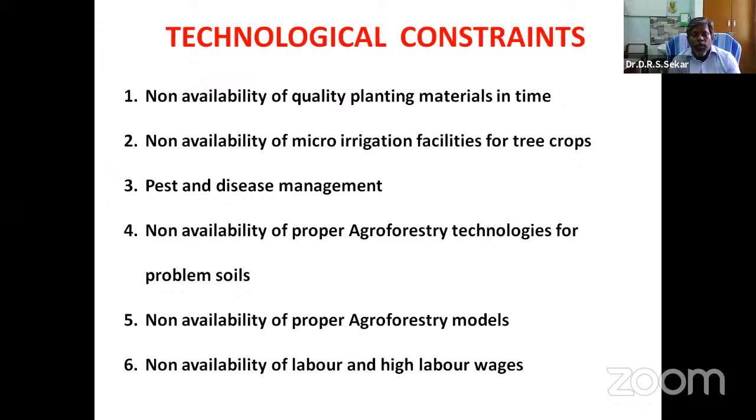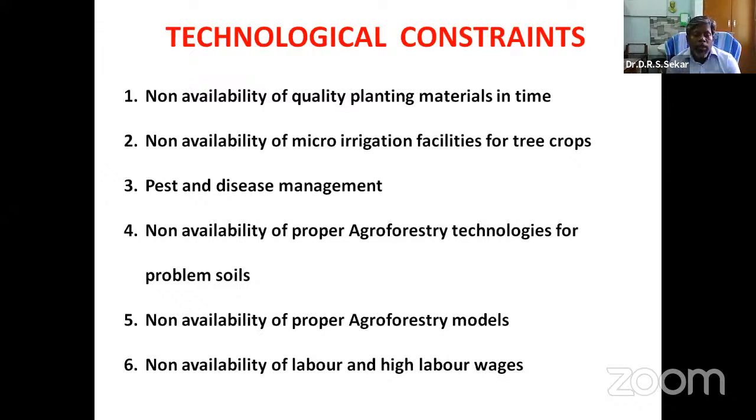Non-availability of proper agroforestry technology for problem soils, in areas with salt-affected soil, saline soil, and acidic soils. That is where we need very site-specific solutions. Non-availability of proper agroforestry models. Though we talk about so many models here and there, hands-on models have to be given. If they are able to tell the soil type and the soil qualitative data, we should be able to tell them the models, the combinations of species they can go for.